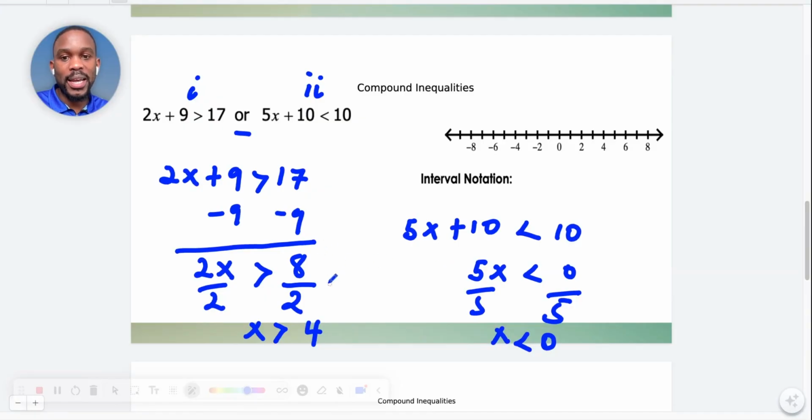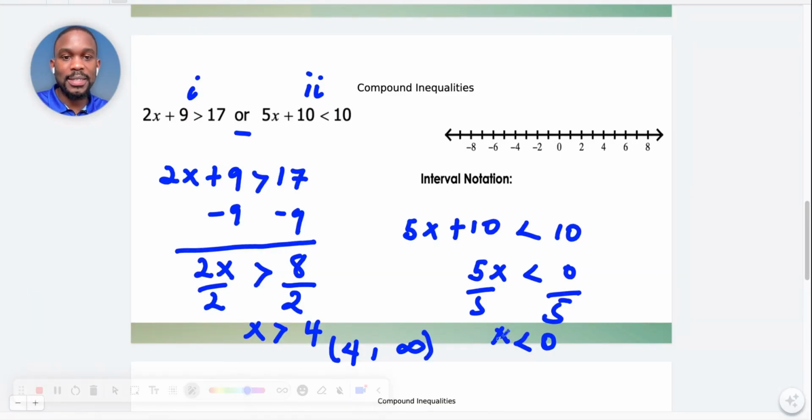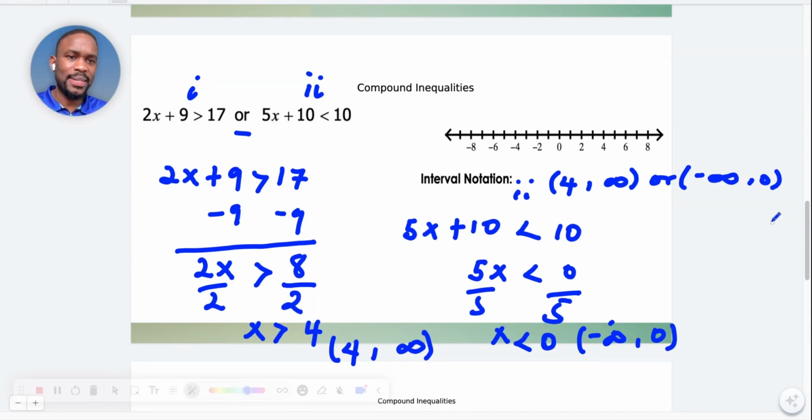All right, so let's write the notation for 1. The notation for 1 will be any value of x greater than 4, meaning 4 and then up to positive infinity. But remember, this is greater, so we're going to be using parentheses. And then for inequality number 2, it's going to be any value, it could be negative 1000, anything less than 0. So negative infinity to 0, with parentheses. To write both, the interval notation will be 4 to infinity, or negative infinity to 0. So that's the interval notation.